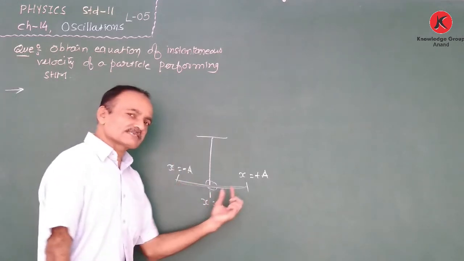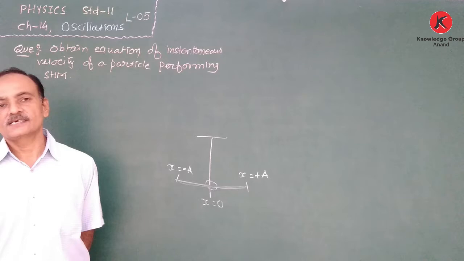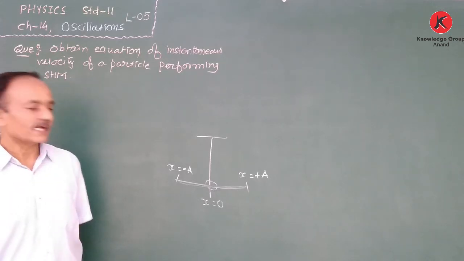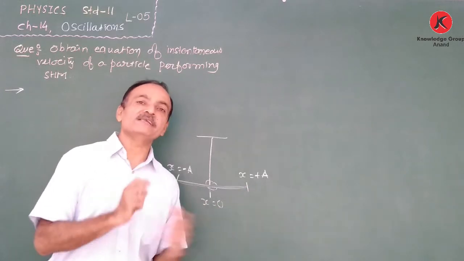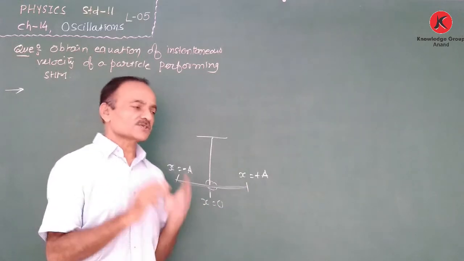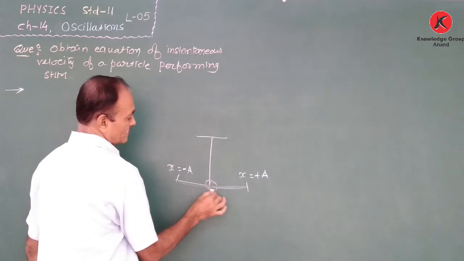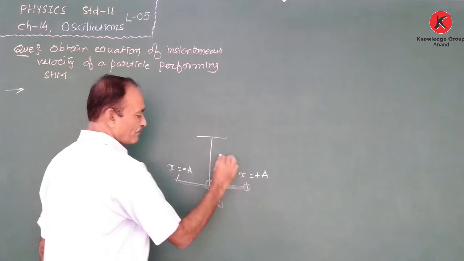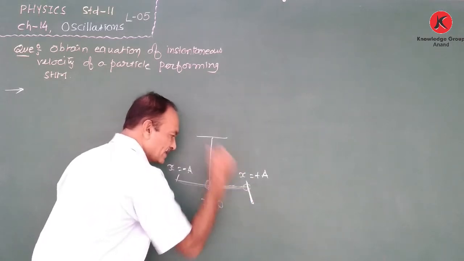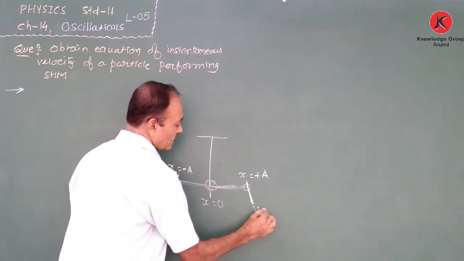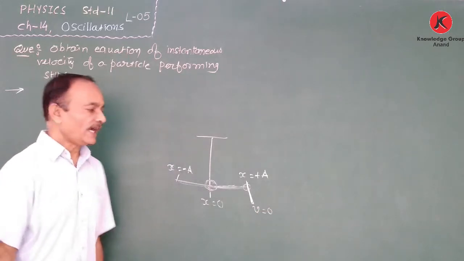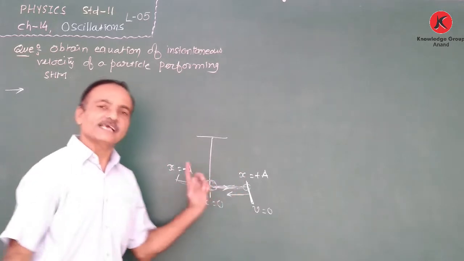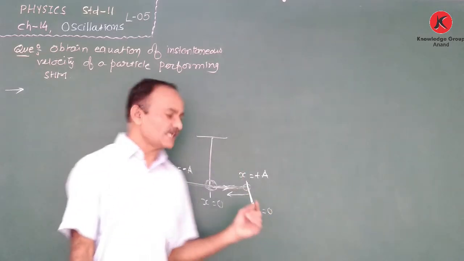So, out of this path, at which point is the velocity of a simple harmonic oscillator maximum, and at which point is the velocity minimum, that means 0? We know that during the motion, the pendulum will oscillate this way. First it goes to the extreme point here. For one moment it remains stationary, therefore its velocity is 0. And then it starts its motion in the opposite direction.